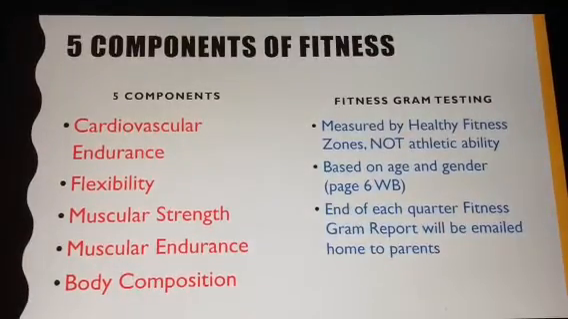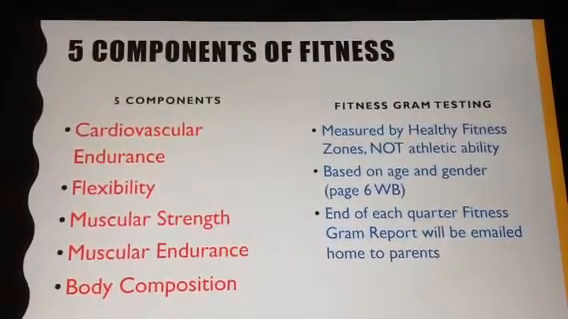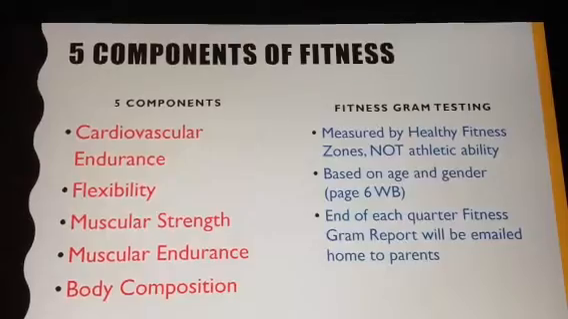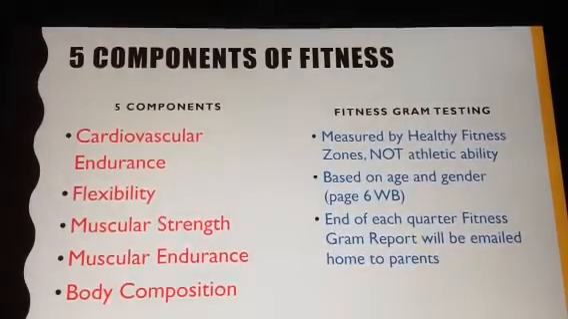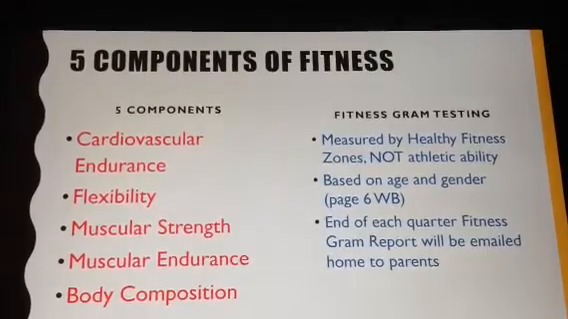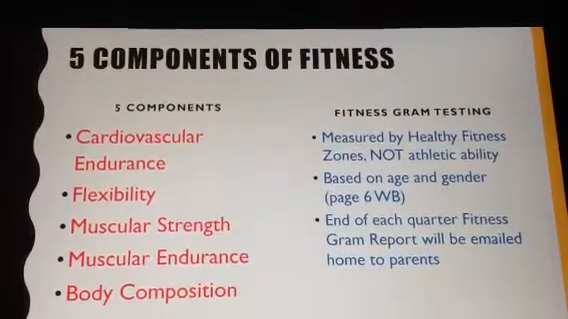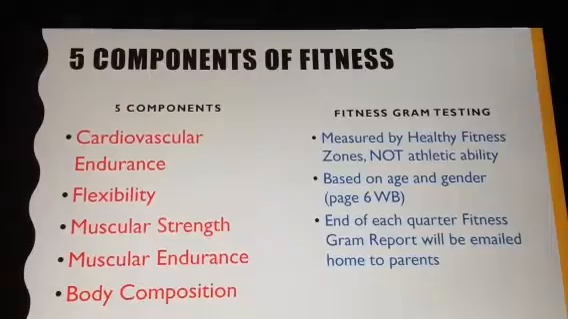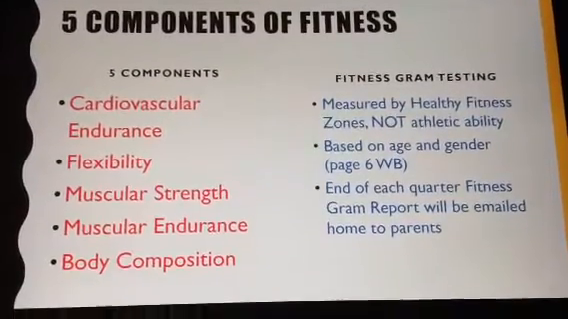There are 5 components of fitness. They are on the left: cardiovascular endurance, flexibility, muscular strength, muscular endurance, and body composition. These components are all tested by the FitnessGram test that we use in class. The FitnessGram measures on healthy fitness zones, not on athletic ability.